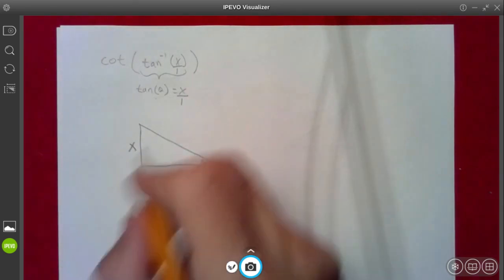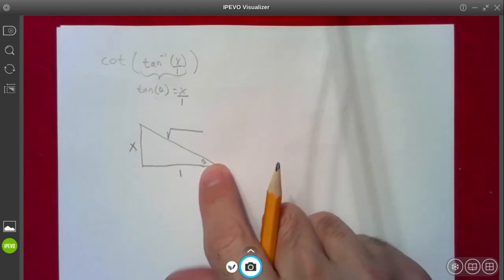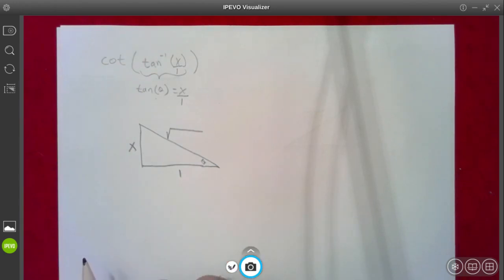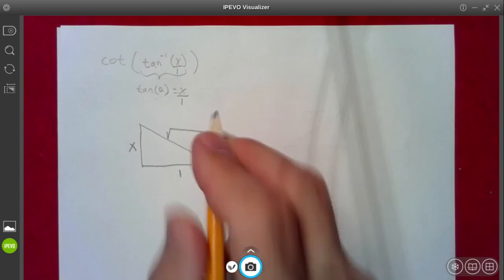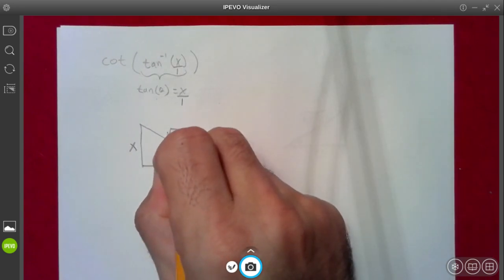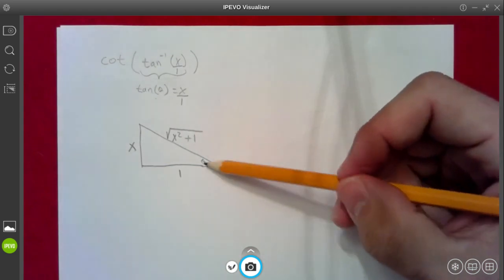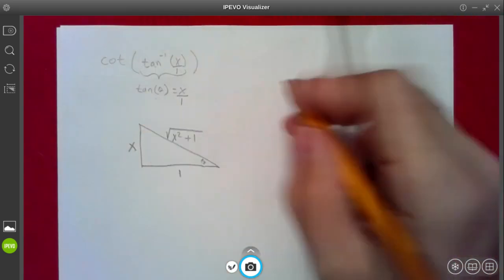Actually, we don't even need to, but I'll do it real quick. Yeah, because we want to know cotangent of this angle. But I'll solve for this just so you see what it is. It would be the square root of this one squared plus that one squared: x squared plus 1. All right, so if you needed to know sine or cosine of this angle, now you could find it. But we want cotangent.